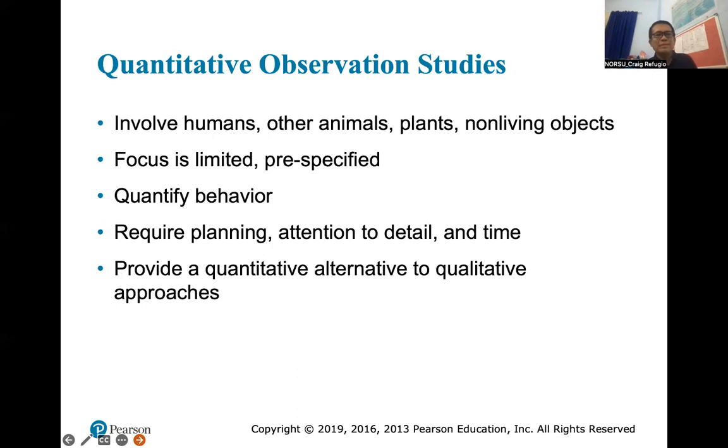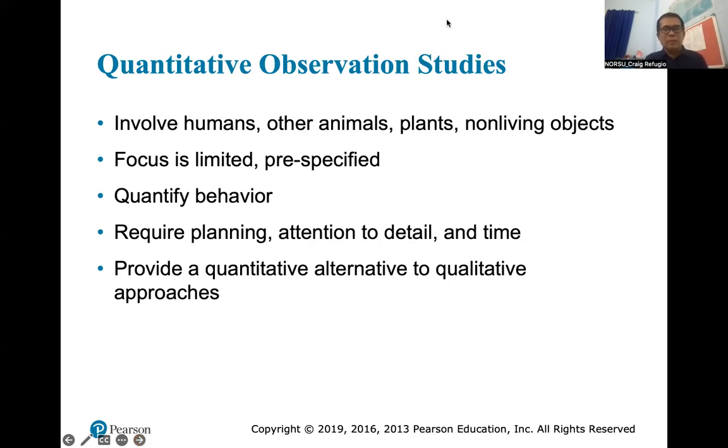We look into quantitative observation studies. Although in some textbooks we have quantitative observation studies and also qualitative observation studies, in this chapter it is only limited to quantitative observation studies. Now, under this research design, normally this involves humans, people, persons, students, learners, then other animals. Plants can be included in the observation, and non-living objects can also be in quantitative observation studies.